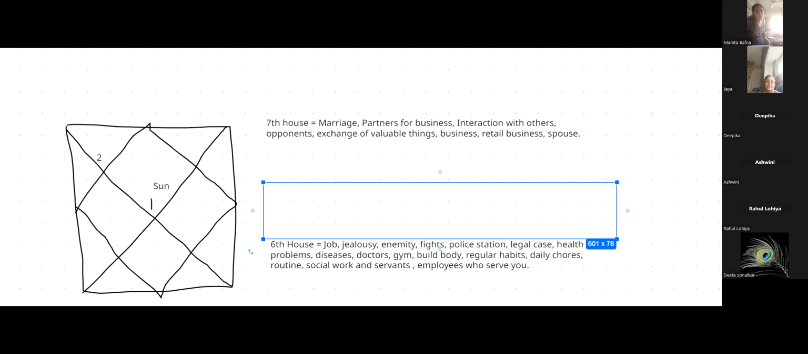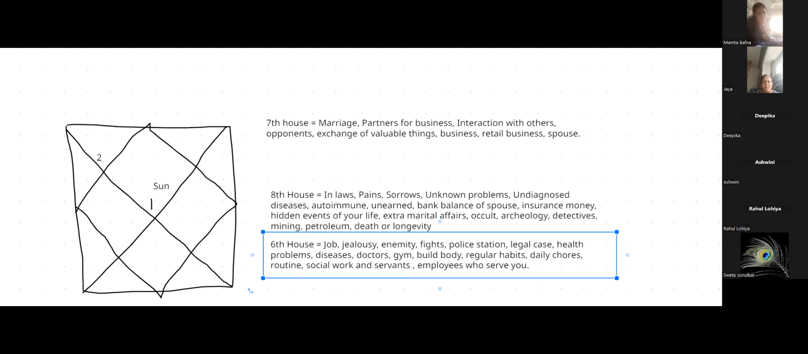And one last but not the least, death. So death or longevity. I think it is longevity. Okay. These are 8th house matters.